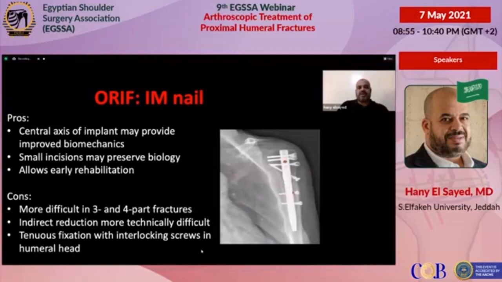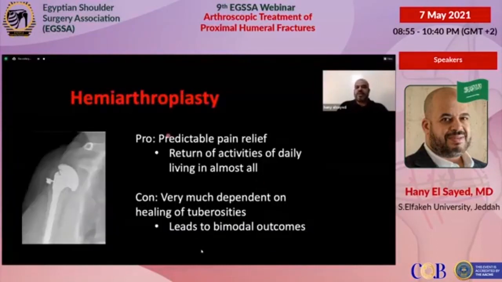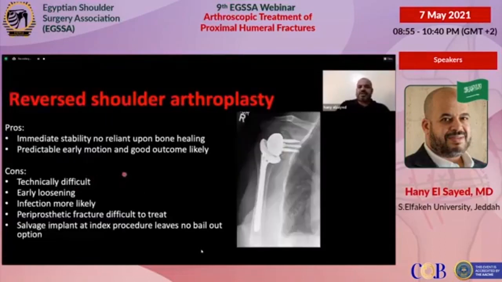This is the advantage of the IM nail. The advantage also is biological fixation and a small incision. But the disadvantage is that in a 3-part or 4-part fracture, you cannot do indirect reduction. It's very difficult, and the fixation through the head is very weak. Hemiarthroplasty is for a 4-part fracture or comminuted fracture or fracture dislocation or high risk of avascular necrosis with a good rotator cuff; we can do hemiarthroplasty.